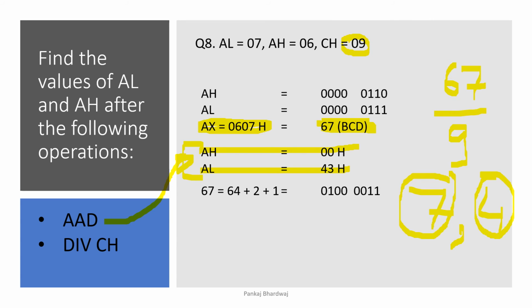Now why? Because this 67 is basically 64 plus 2 plus 1. This is the 64 bit, this is 2 and this is 1. So 67 is basically this is 4 and this is 3. So this will be 43 here.